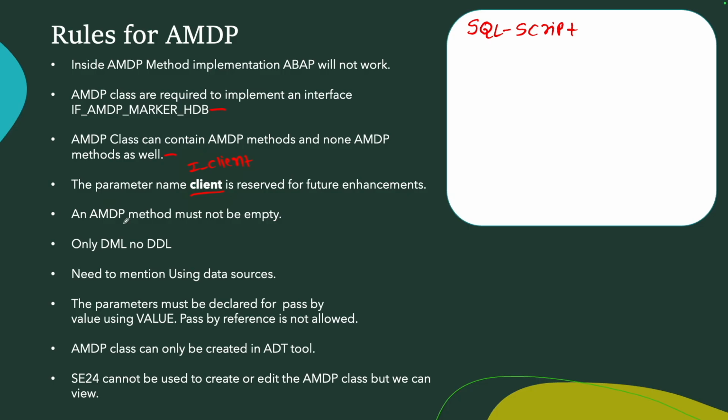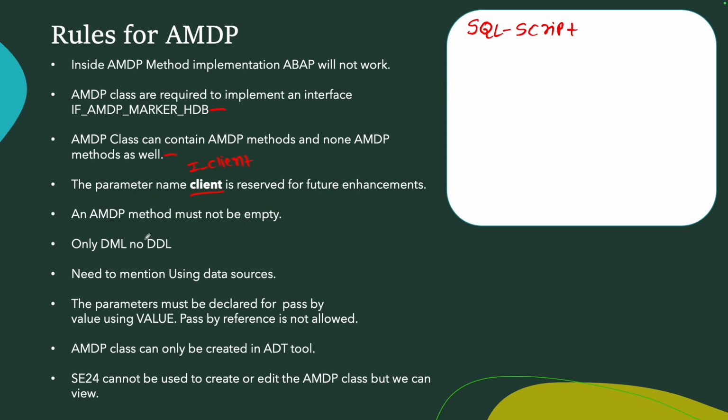An AMDP method must not be empty. If you are creating any general ABAP method, you can keep it empty and implement it later. But in an AMDP method, if you leave it empty, you will get an error. So you need some kind of implementation to activate it.